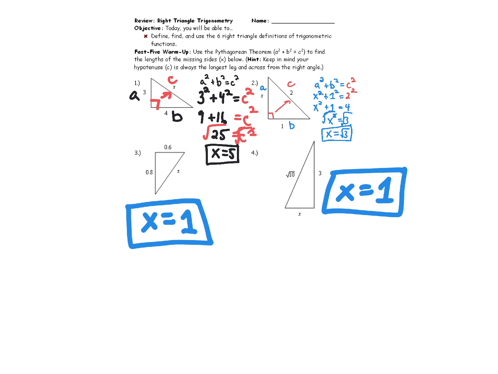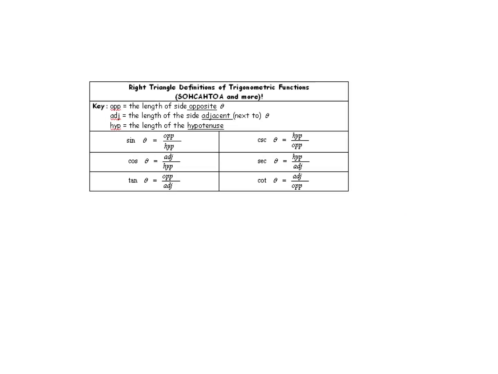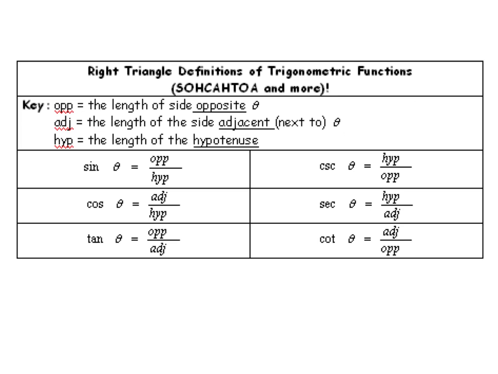So the goal in this section is to just review our understanding of setting up our 6 trigonometric functions. So that is what we are going to do today. So just a little bit of review. This first column in this chart here is just a review of SOHCAHTOA.